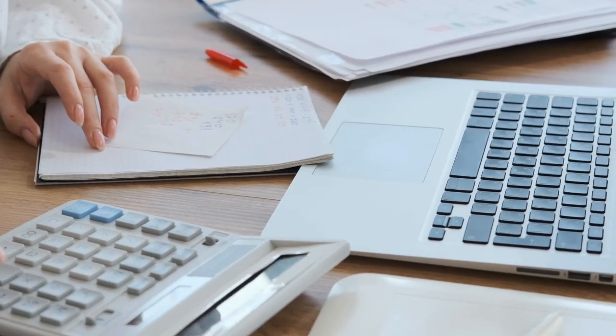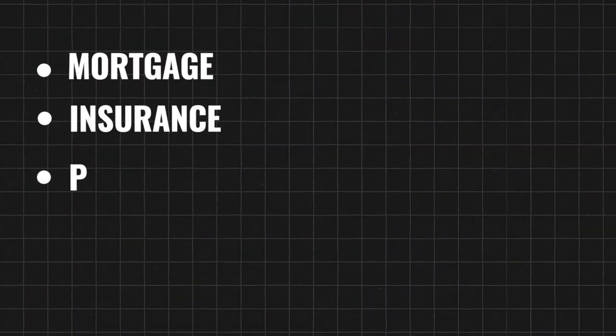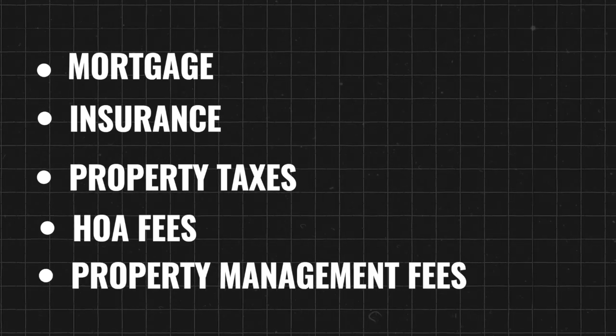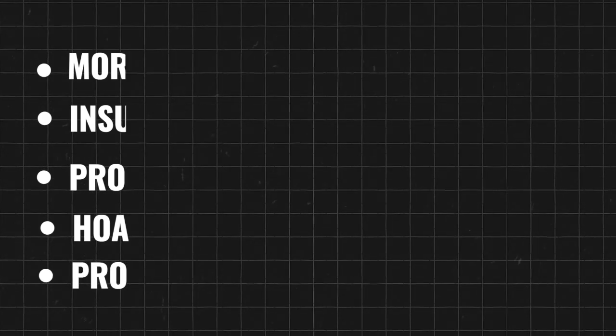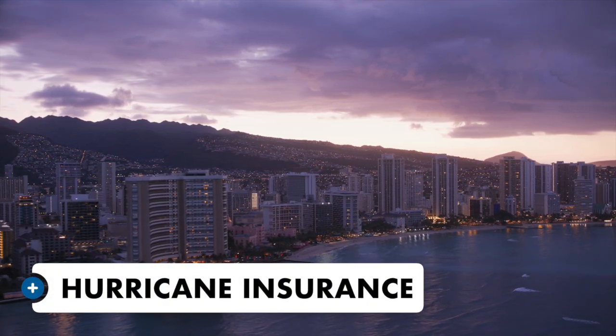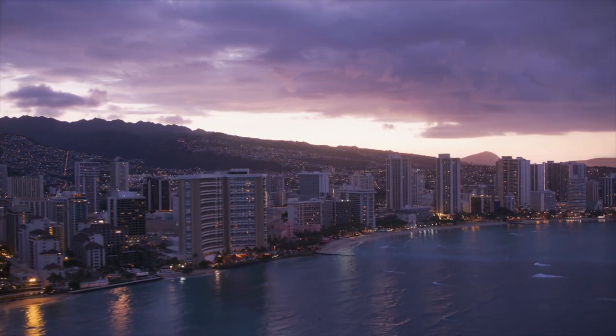Make sure you're considering all costs: mortgage, insurance, property taxes, potential HOA fees, and don't forget property management fees if you're not planning to self-manage. These costs can add up quickly, and it's important to have an accurate picture before diving in. In Hawaii, there are additional considerations like hurricane insurance and potentially higher property taxes depending on the location and zoning. Be diligent in your analysis to ensure your investment makes sense financially, even after factoring in these extra costs.